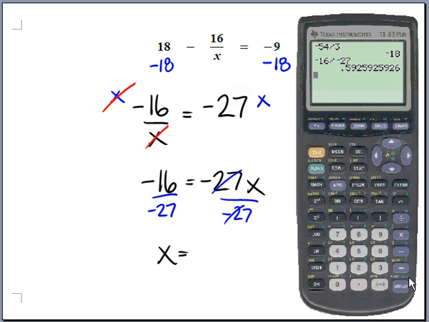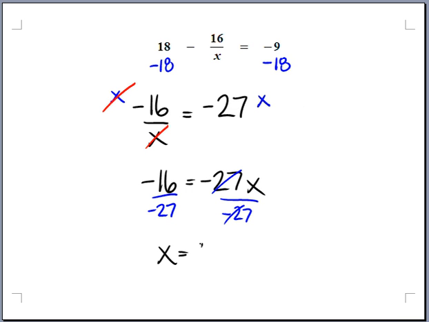So 0.59259, let's call it 0.593 and stop there. 0.593, done. Final answer.